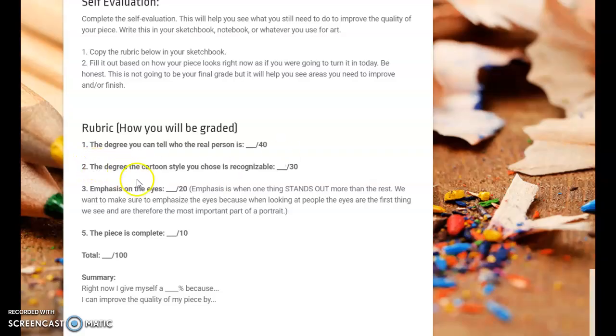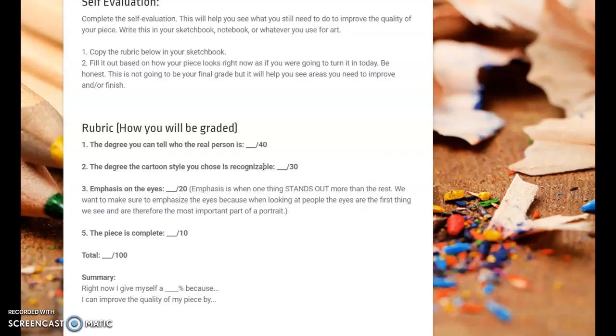All right, number 2, the degree to which the cartoon style you chose is recognizable. So this means, if I picked Boondocks, I should be able to tell, oh yeah, that's the Boondocks style. If I picked the Simpsons style, people are like, oh yeah, that's a Simpsons character. We should be able to tell immediately.